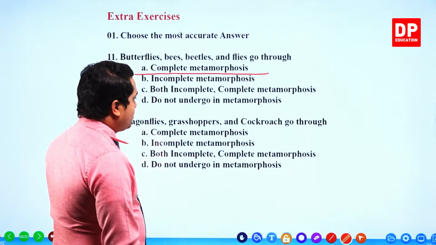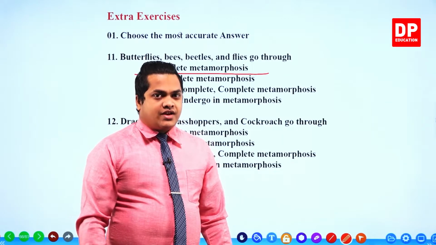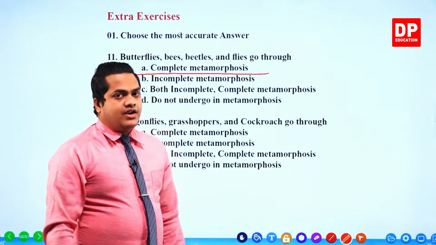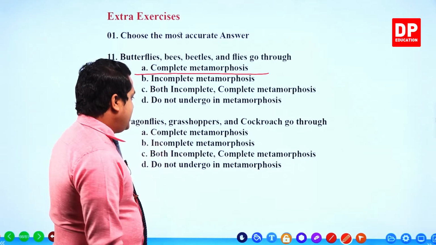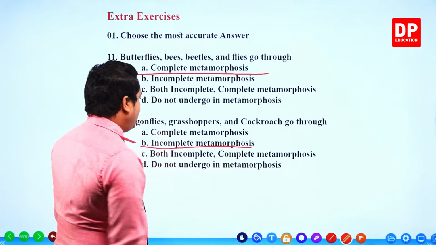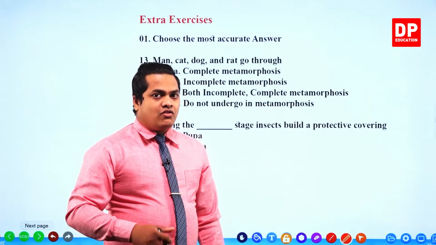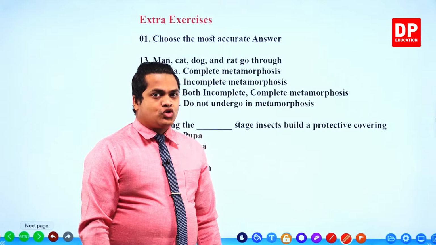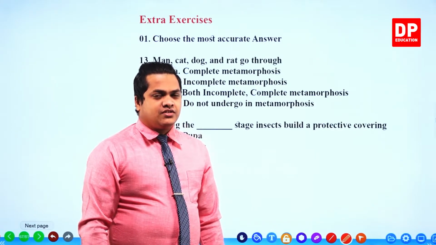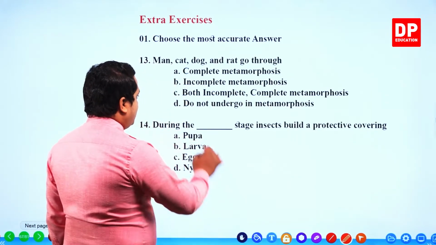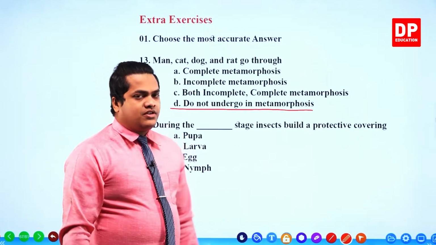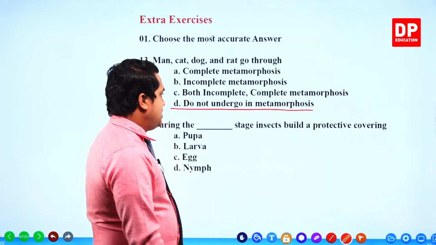Next one. Dragonflies, grasshopper and cockroach. Really simple, my dear children. Cockroach, dragonfly and grasshoppers undergo incomplete metamorphosis. Next: man, cat, dog, rat go through complete, incomplete, both, or do not undergo metamorphosis. So what can you say here? Man, rat, cat, dogs, monkey. Offspring of these animals are very similar to the adult, so they are not showing any kind of structural change. So, my dear children, none of these organisms undergo metamorphosis.